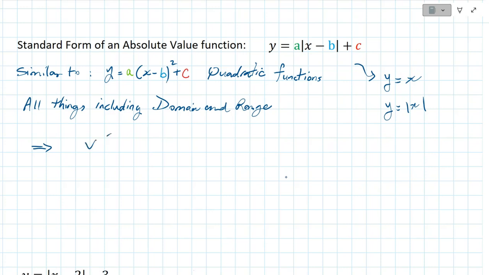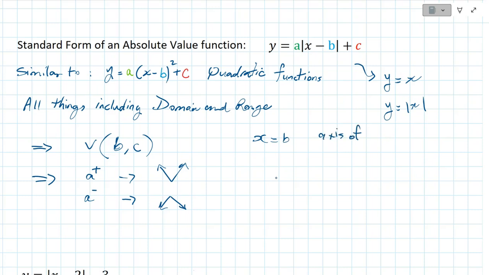We have the vertex is (b, c). If a is positive, let's look at the positive first, then we have the graph that is upside up, a V-shaped graph upside up. If a is negative, then it will be upside down, okay? So remember, reflection over the x-axis. Now, next thing, you have x equals b is the axis of symmetry. I call it axis of sym.